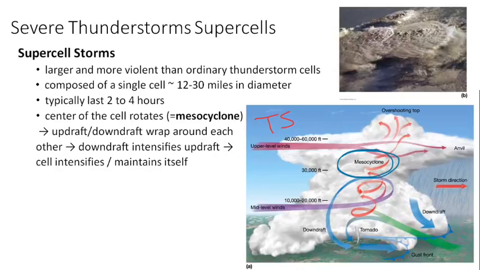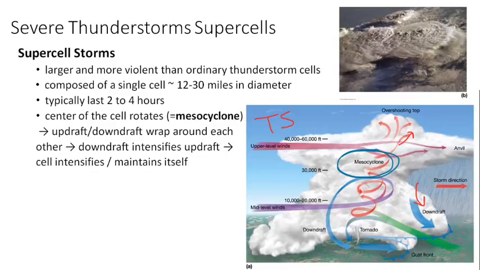If you look a little bit, you'll see kind of the same convention. The red is actually the updraft, and you can kind of see the blue here is the downdraft. Now this is a supercell. So this is a severe supercell thunderstorm.